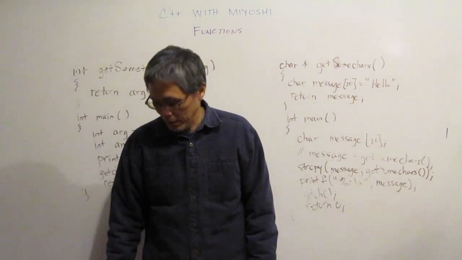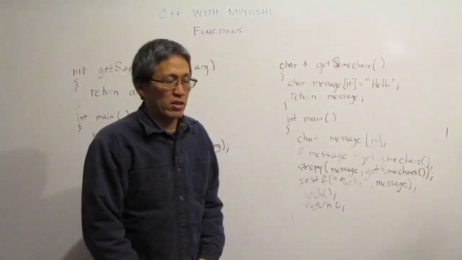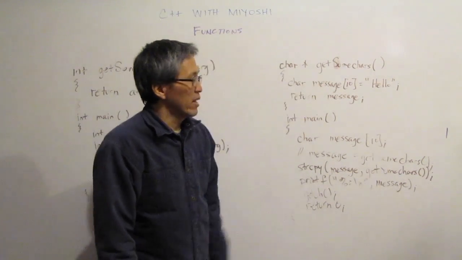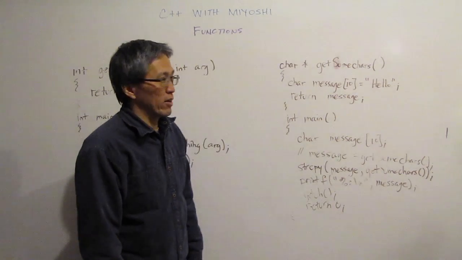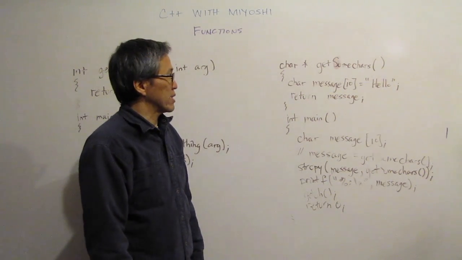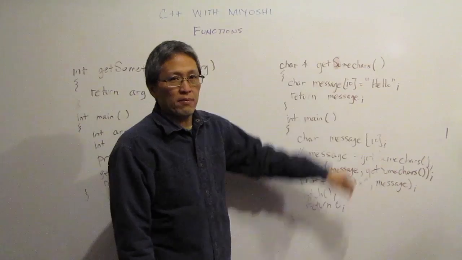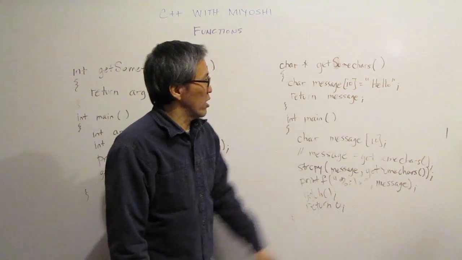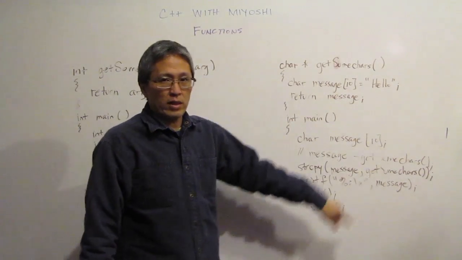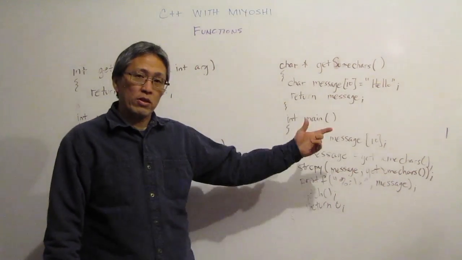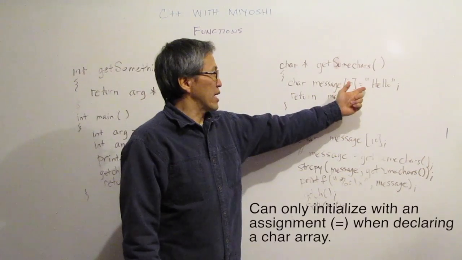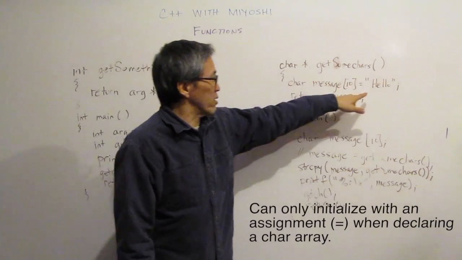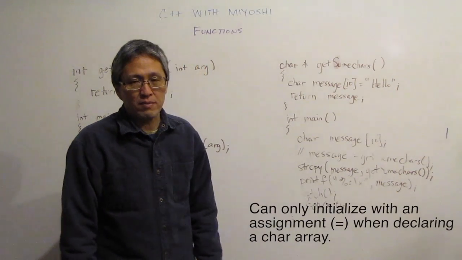Now, one special kind of return is a character pointer. So here we have a char star. That means it's going to be a pointer to a character array or set of characters. And here we have getSomeChars, and all we're going to do is put a message called message, and stick hello in there. Again, remember that you can only initialize when you declare a character array. But we're going to initialize this character array with hello, and then we're going to return that message.